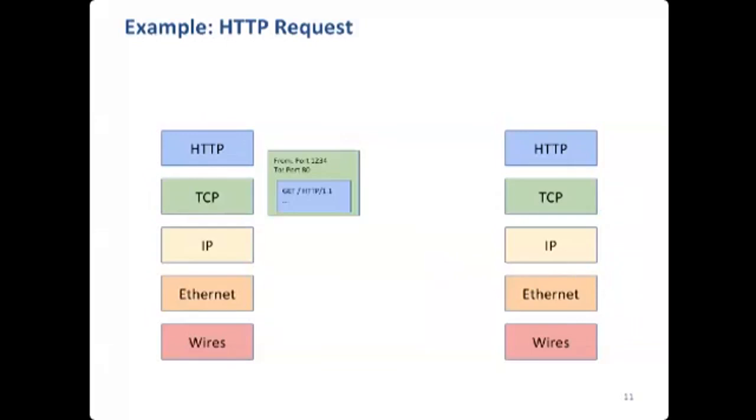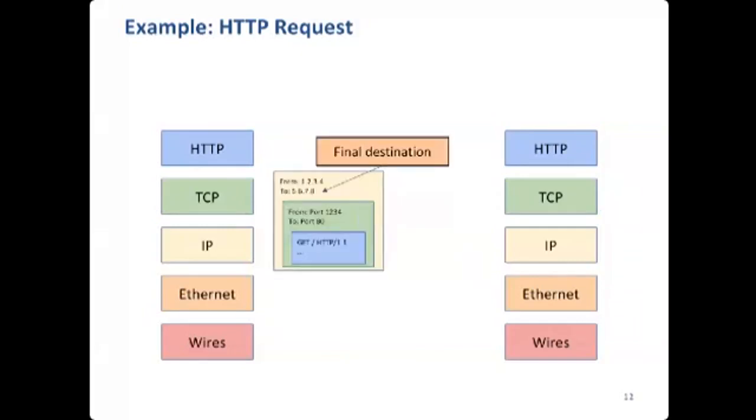Like here, if you see the outer packet, the HTTP message goes inside the TCP packet. Okay, and then we write port number 1234 to port number 80. Then when it comes to the IP layer, we write machine addresses, from the source machine address, which is IP 1234, to the destination IP address, 5678.